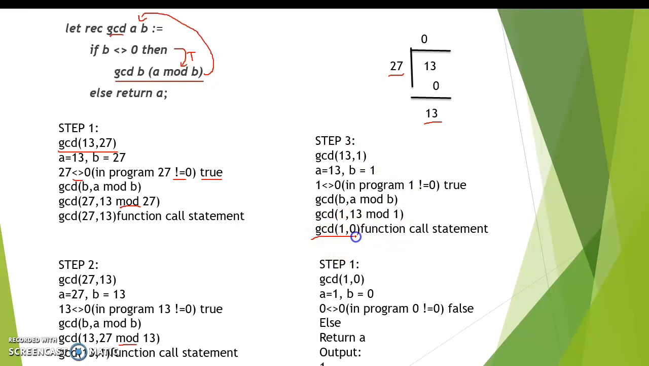How can we call a function? We invoke a function by using the function name. Here the function name is GCD. Now we are passing the values 1 comma 0. Now it goes to step 4. Here we are passing the parameters 1 comma 0.